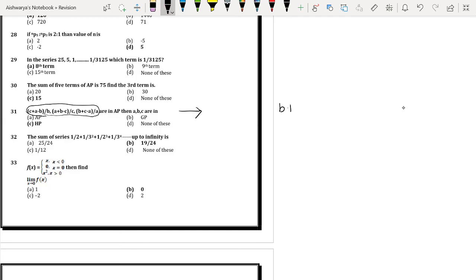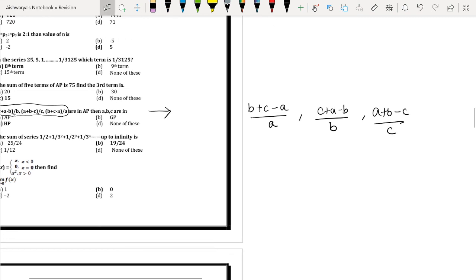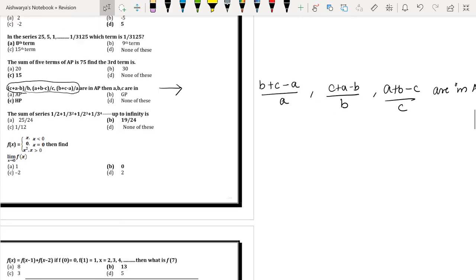How the question should look like is (b plus c minus a) by a. This is the first term. Second term is (c plus a minus b) by b. The third term is (a plus b minus c) by c. These are in AP. This is what the question actually is. Okay. Are we clear now?